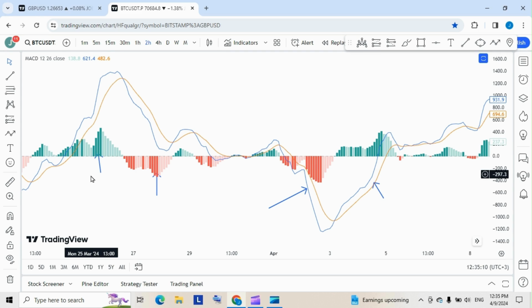Whenever you see this fading green, where the histogram starts fading and you start seeing light green, it means the buyers are losing their momentum.